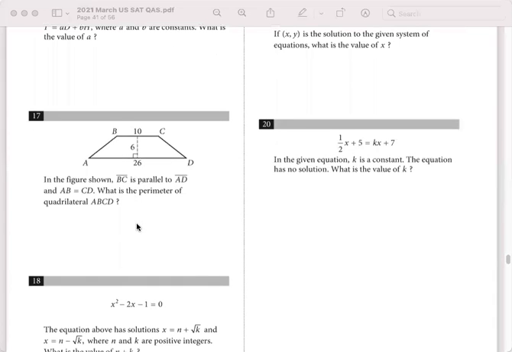Okay, and then question 20. 1 by 2x plus 5 is kx plus 7. K is a constant. The equation has no solution. What is the value of k?